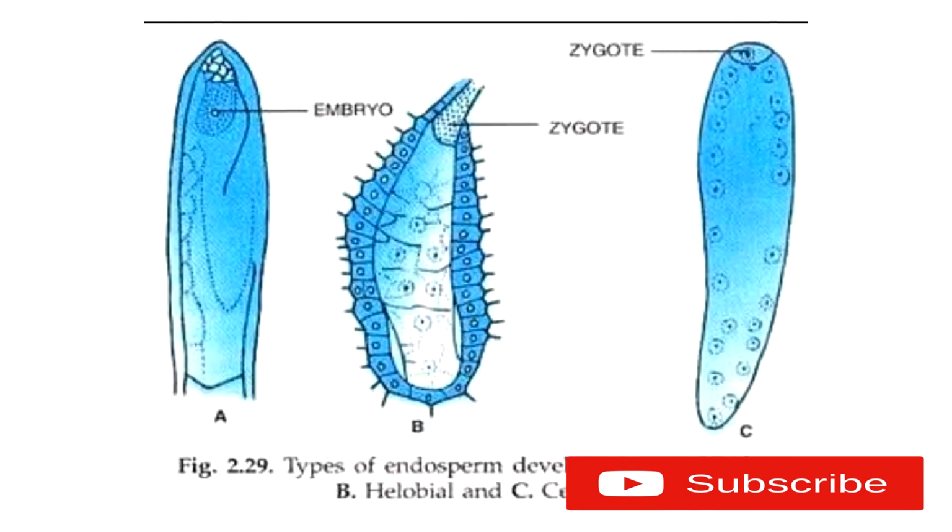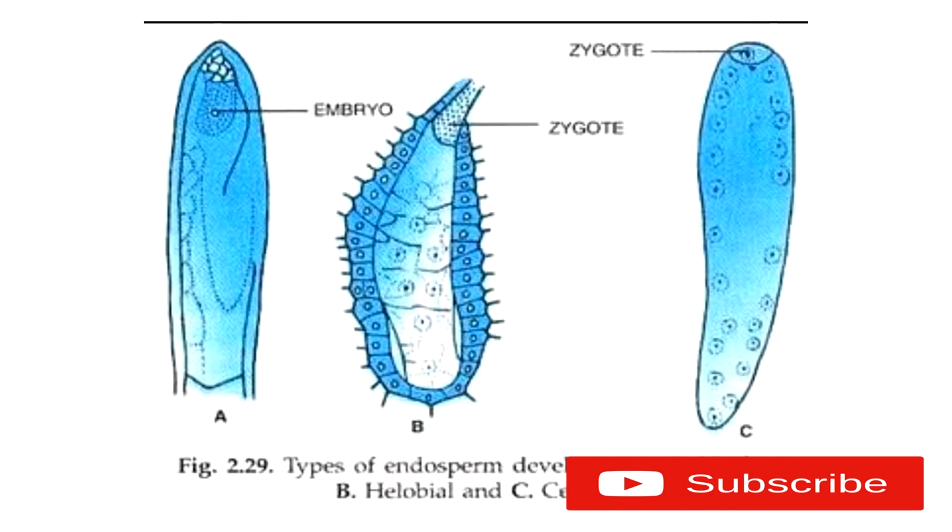So these are the three types of endosperm development. The first one is the nuclear type, and you can see the example in the case of coconut. In that case, the primary endosperm nucleus undergoes continuous division without cell wall formation.